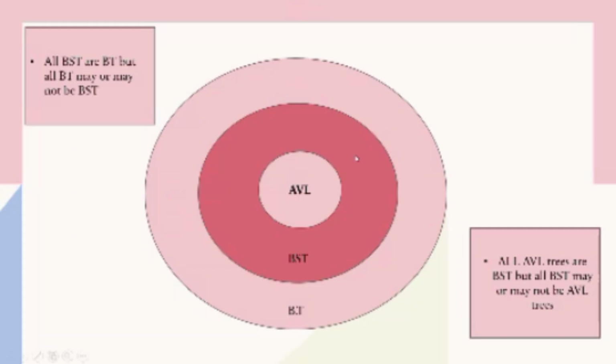Now, let's look at this Venn diagram. This Venn diagram states two important points about the relation between AVL tree, binary search tree and binary tree. The first important point is all binary search trees are binary trees, but all binary trees may or may not be binary search trees. And the second important point is all AVL trees are binary search trees, but all binary search trees may or may not be AVL trees.